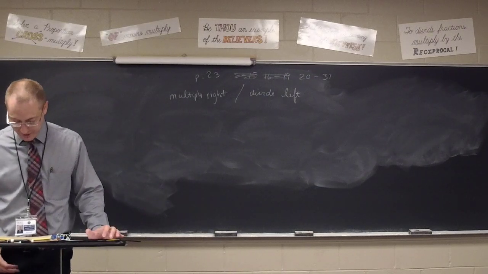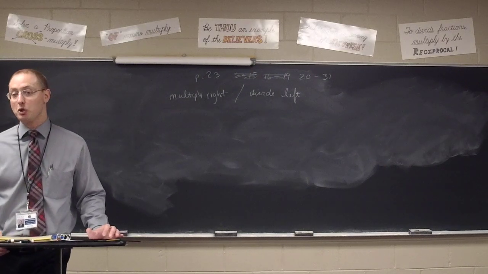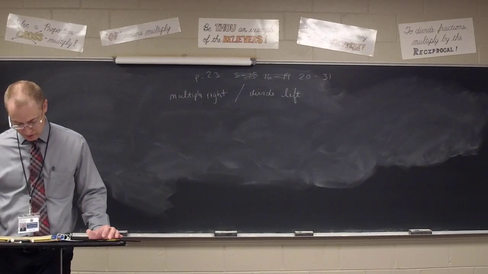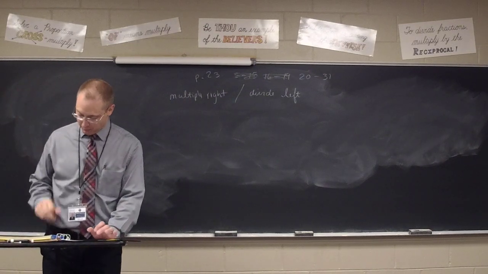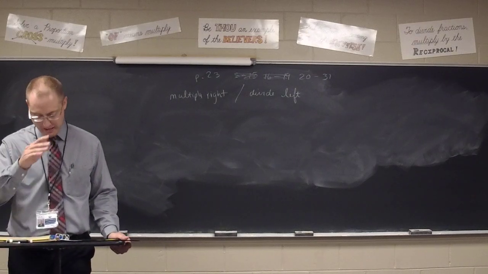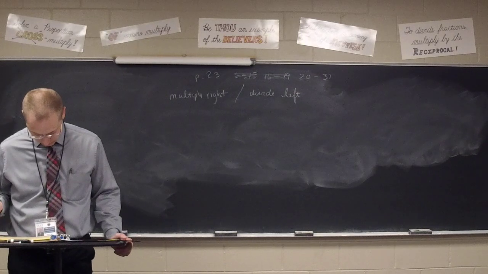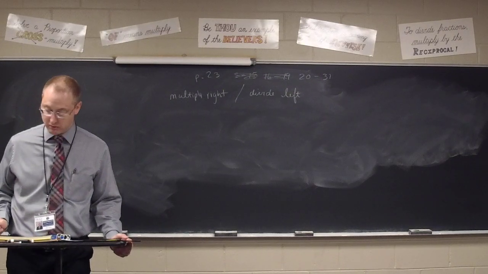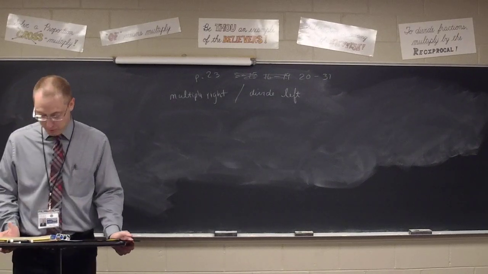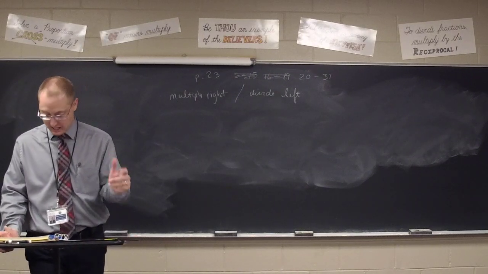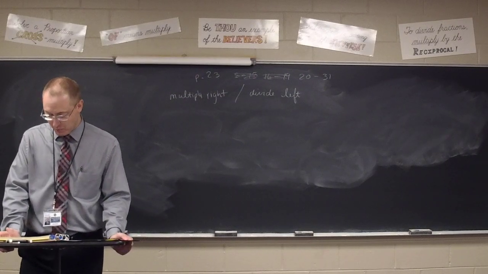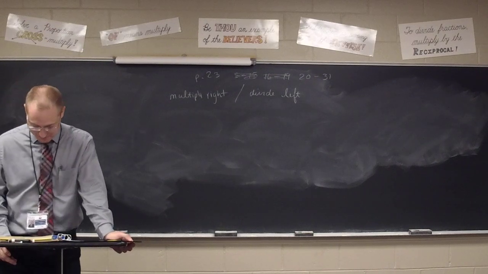9.46. Number 25, 0.847 divided by 10 cubed. Jalen? 0.000847. Good. Number 26, 83.6 divided by 10 to the 4th, or 10,000. Ben? 0.00836 is correct. Number 27, 241.172 divided by 1,000. Elaine? 0.241172 is correct. Number 28, Sam?